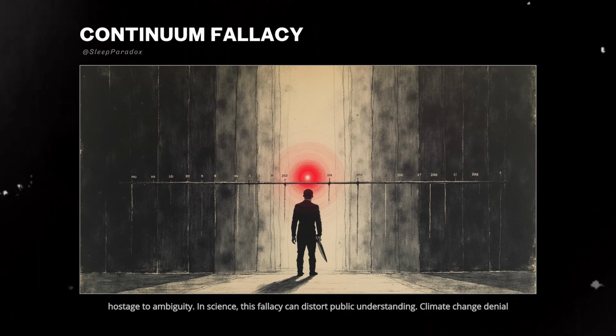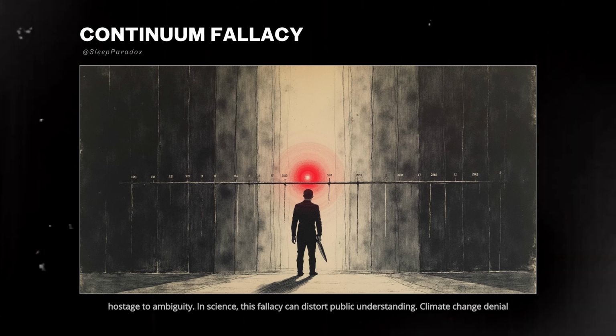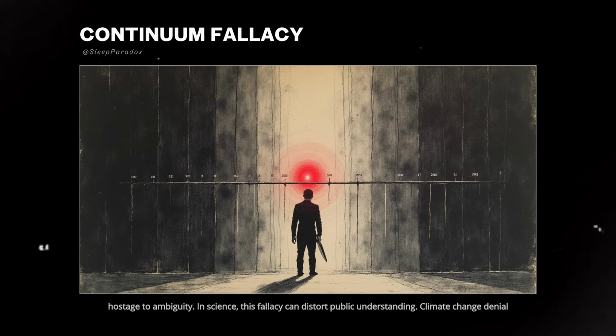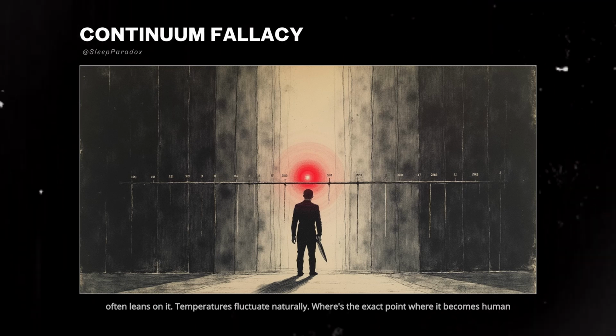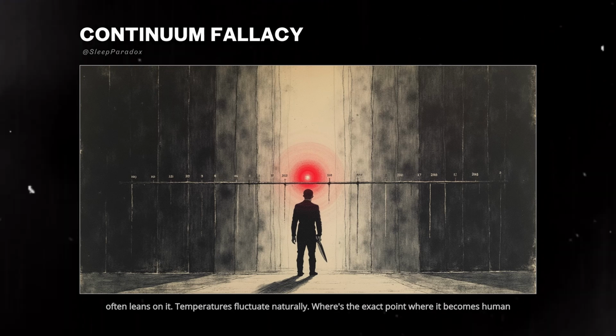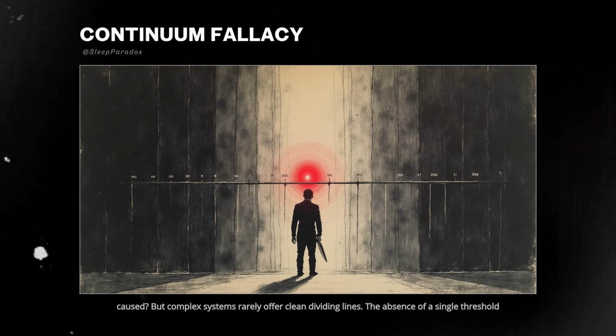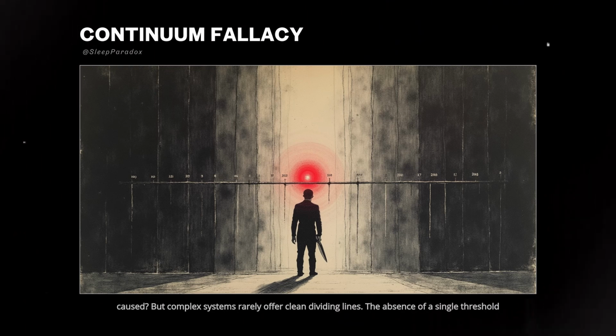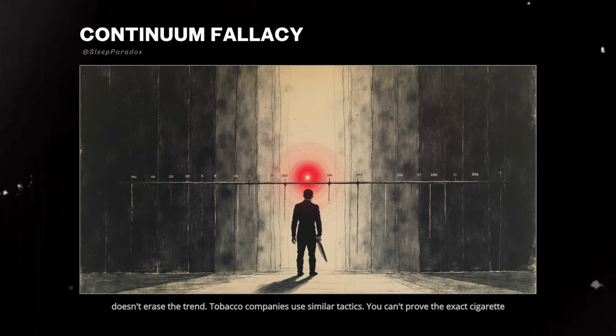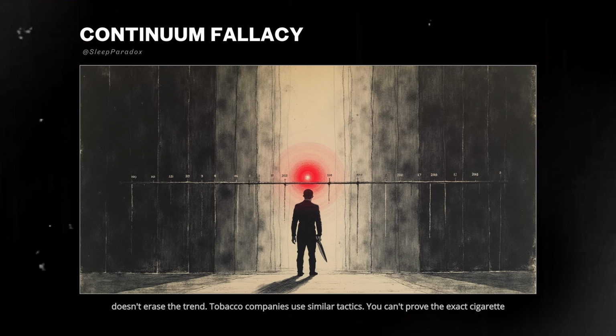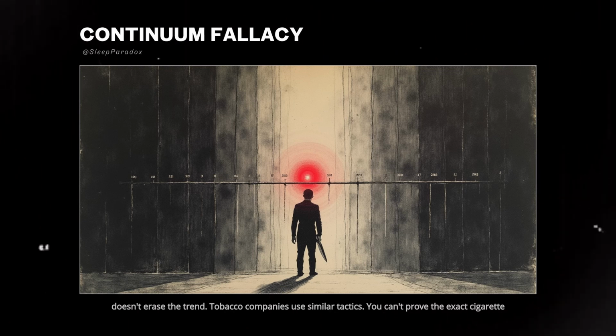In science, this fallacy can distort public understanding. Climate change denial often leans on it. Temperatures fluctuate naturally. Where's the exact point where it becomes human-caused? But complex systems rarely offer clean dividing lines. The absence of a single threshold doesn't erase the trend. Tobacco companies use similar tactics. You can't prove the exact cigarette that caused the cancer.